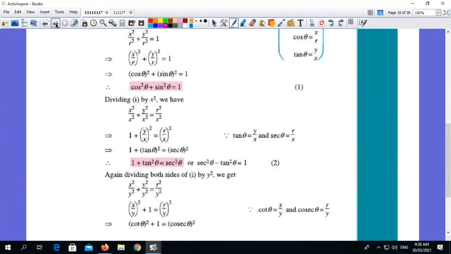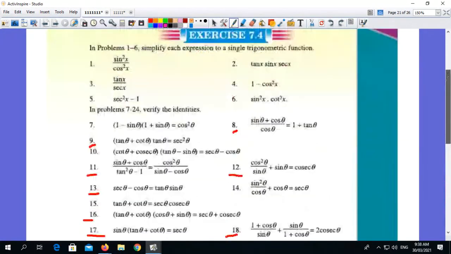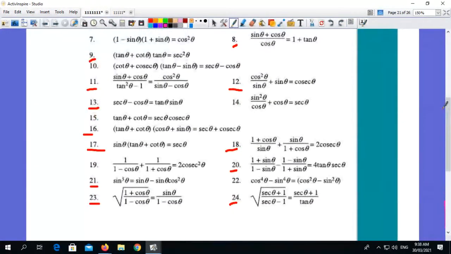Next exercise, which is related to trigonometric identities. Here, in this exercise, we have question number 8, 9, 11, 12, 13, 16, 17, 18, 21, 22, and 23. I start from question number 8.